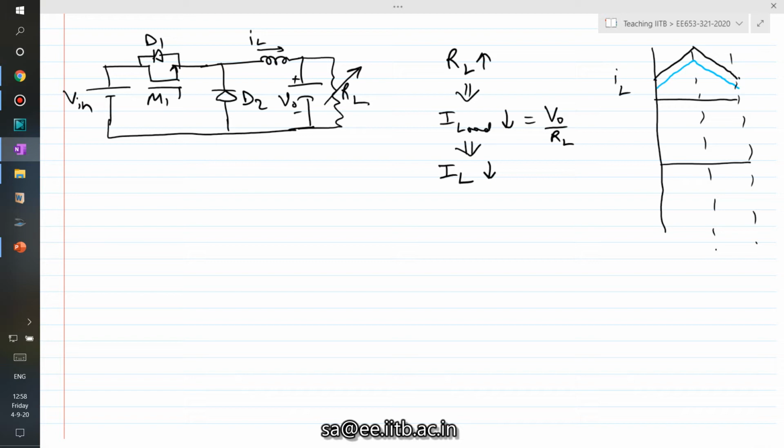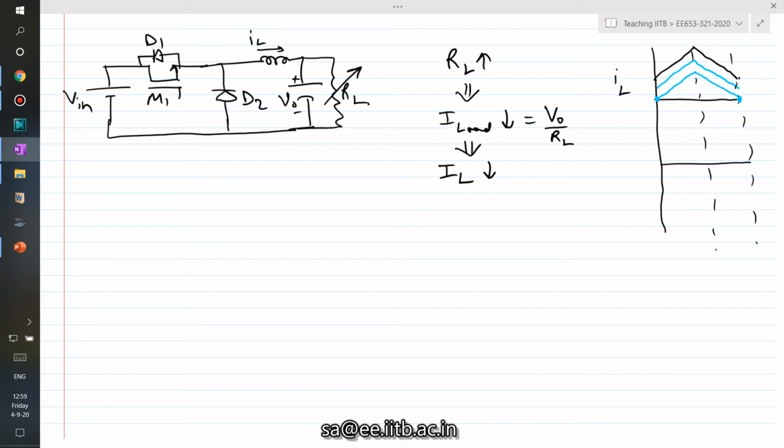Further, if you increase RL value, the average load current would reduce, and the average inductor current would reduce further. So it will further come down. And then let's say it finally comes down to this scenario, where it starts from 0 and ends at 0, which has to be because it's operating at steady state. So it is just touching 0 at both the starting and ending point, right? Let's say by increasing RL slowly, we have brought down the inductor current to this particular shape.